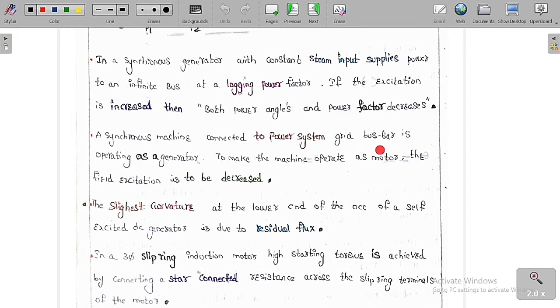This is the important one that you always need to understand. A synchronous machine connected to a power system bus bar is operating as a generator. To make the machine operate as a motor, the field excitation is to be decreased.